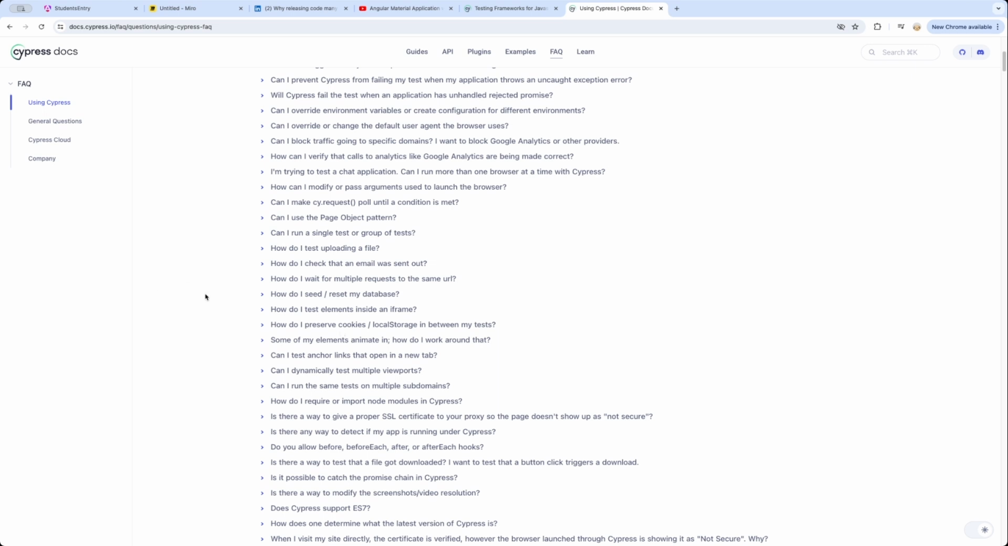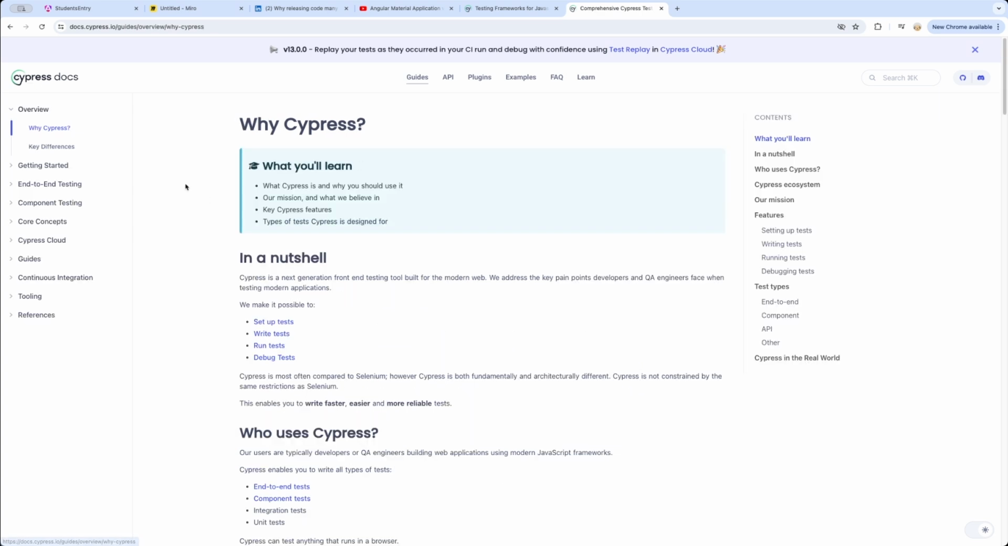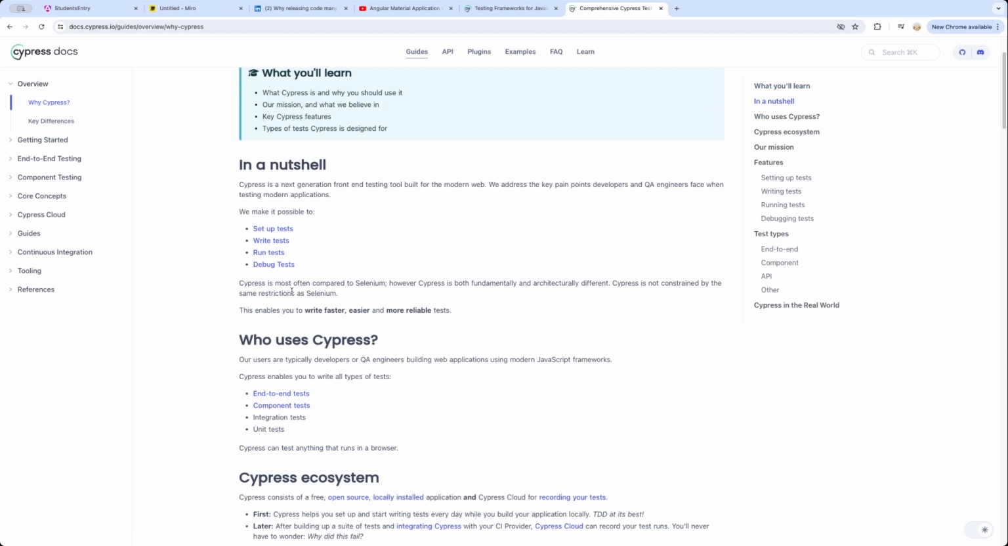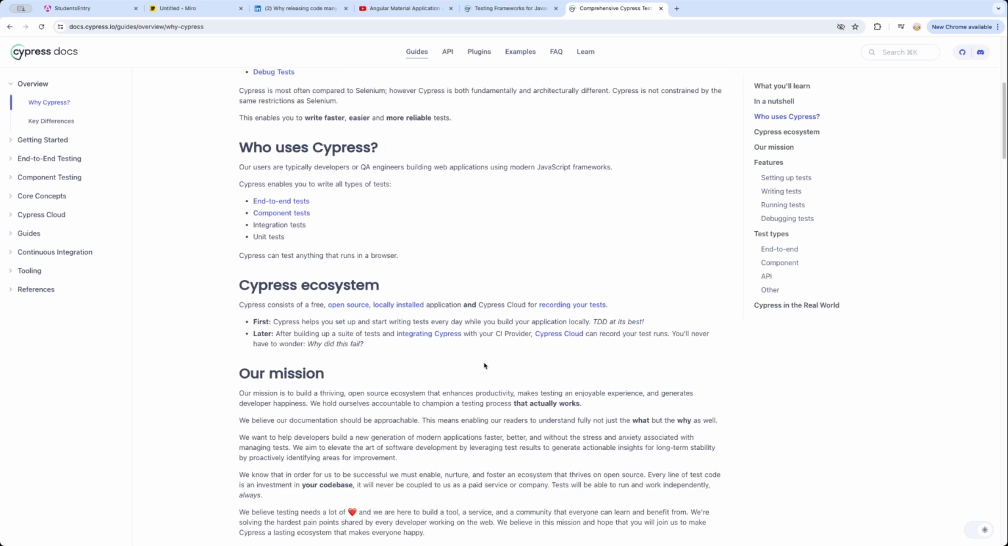So stay tuned, ladies and gentlemen. I'm going to be talking about a lot more interesting stuff in this tutorial, wherein you would learn a lot about the Cypress testing framework, its capabilities, and why it is important.